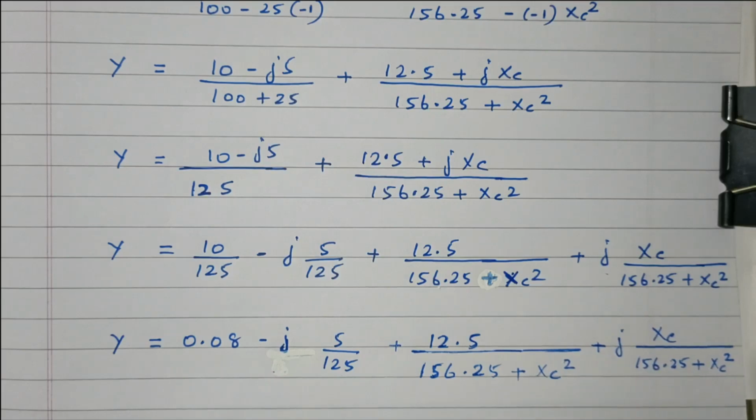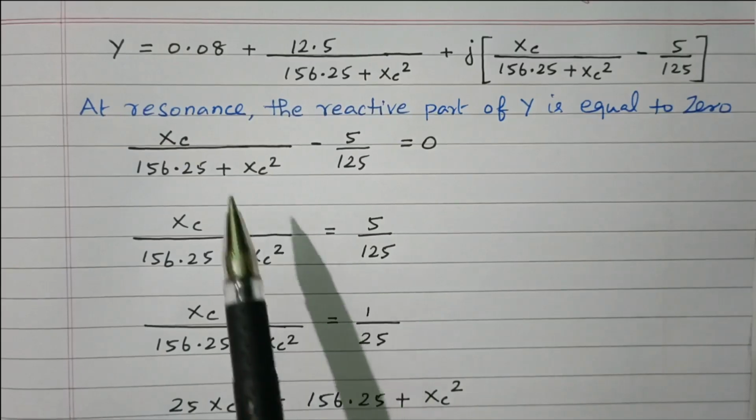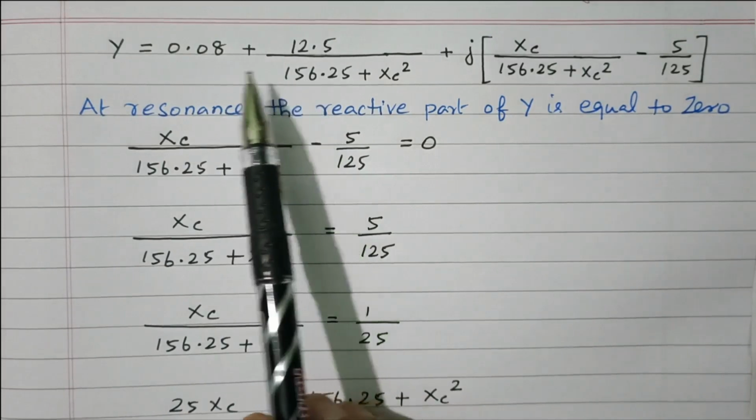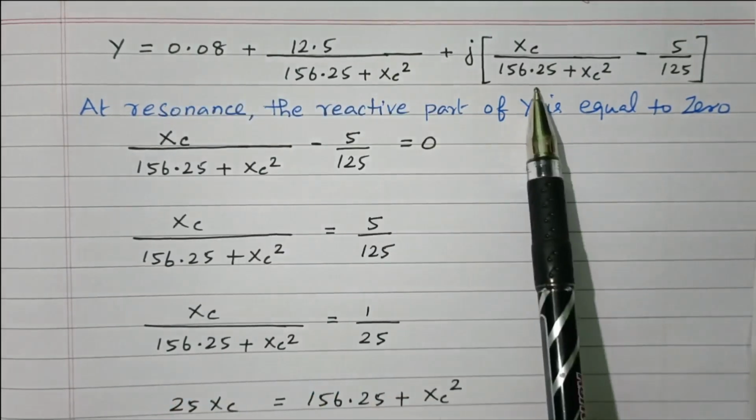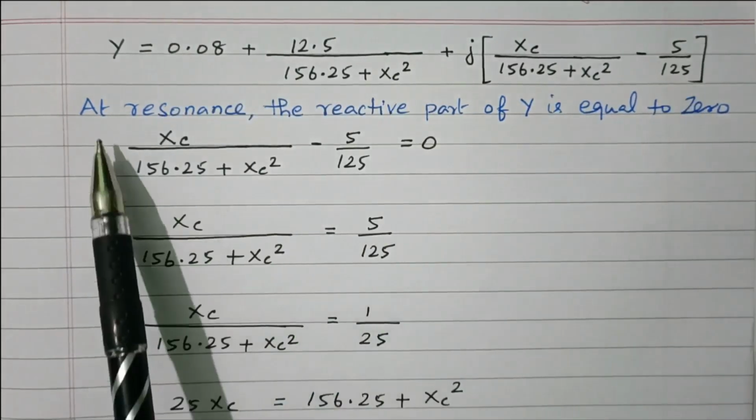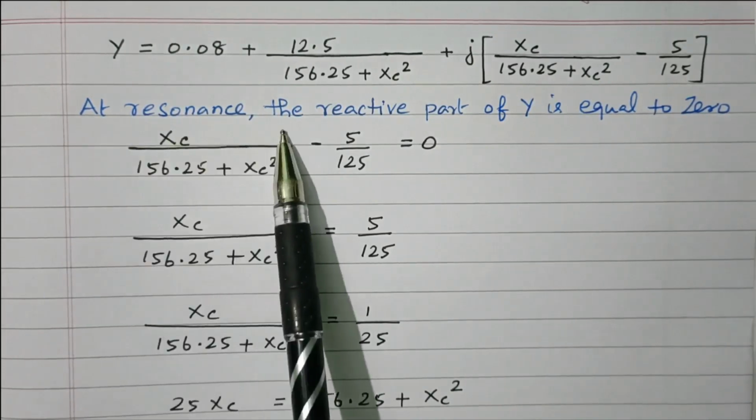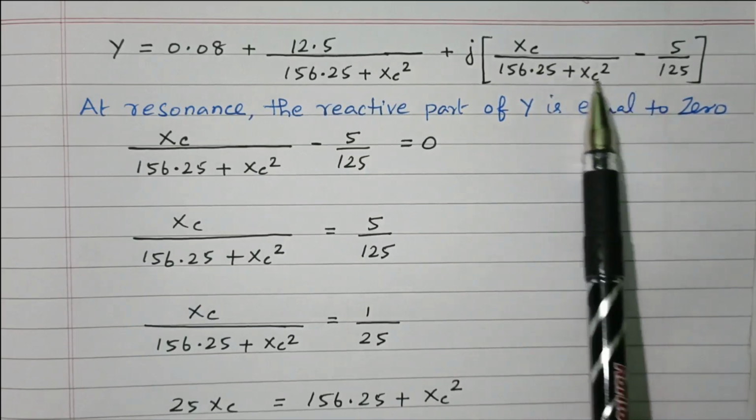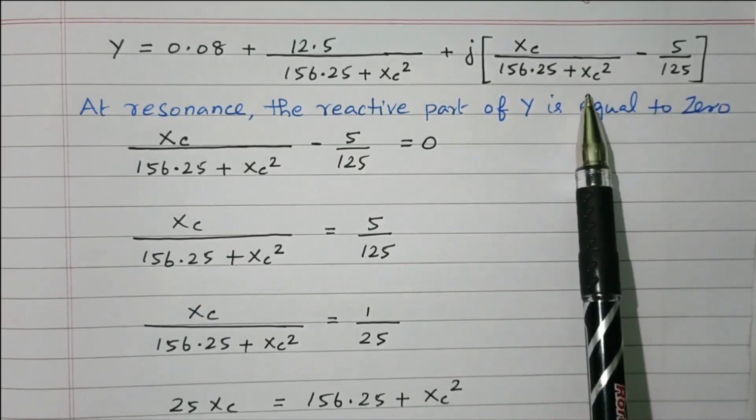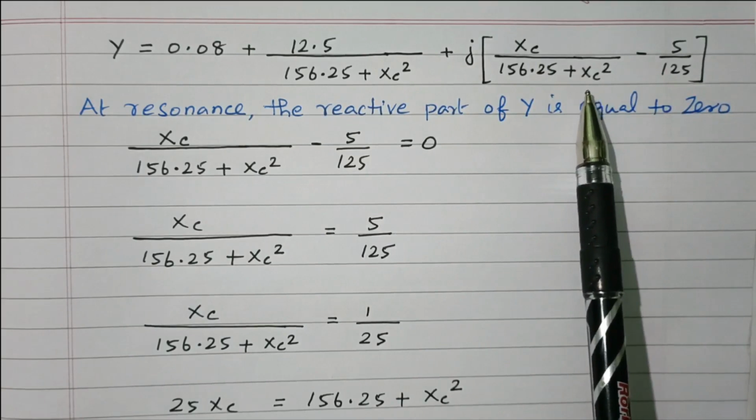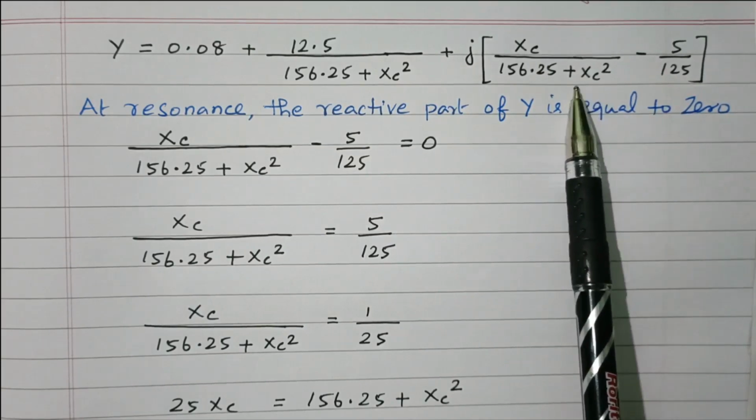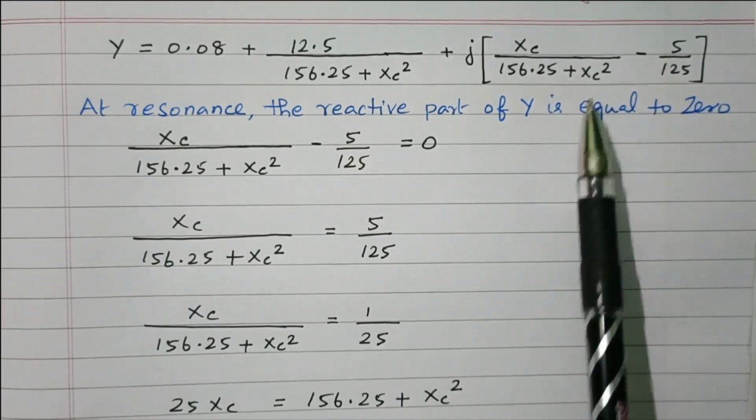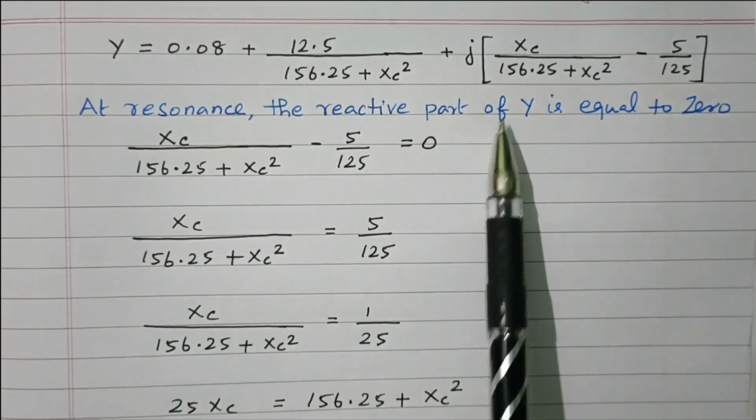Now we'll combine. Now these terms are combined together. These two are the real terms. This is the imaginary term. So the condition given is resonance. Under resonance, the reactive part of Y is equal to 0. That is, this term is equal to 0. That is, capacitive reactance and inductive reactance get cancelled, so that this reactive part is 0. So that is the condition given in the problem.